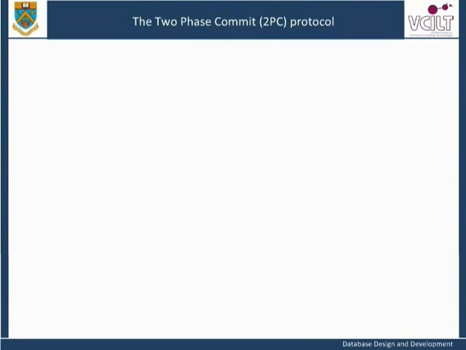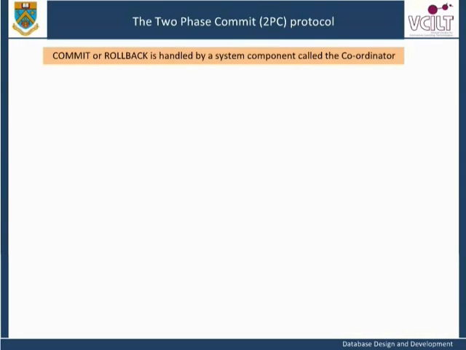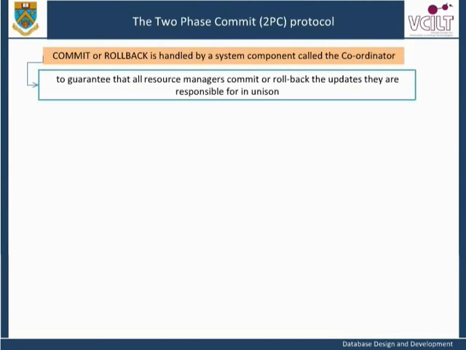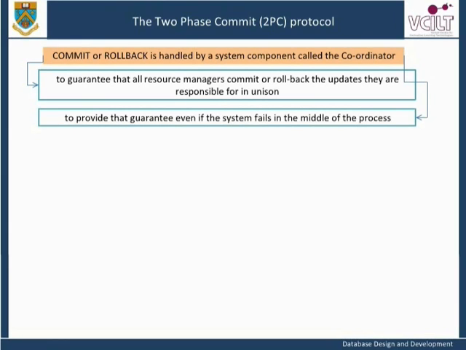The 2PC protocol works in the following way. Commit or rollback is handled by a system component called the coordinator, whose task it is to guarantee that all resource managers commit or roll back the updates they are responsible for in unison, and furthermore, to provide that guarantee even if the system fails in the middle of the process. Assume that the transaction has completed its database processing successfully, so that the system-wide operation it issues is commit, not rollback. On receiving the commit request, the coordinator goes through the following two-phase process.